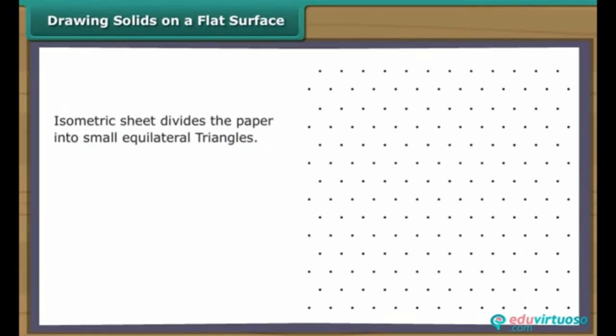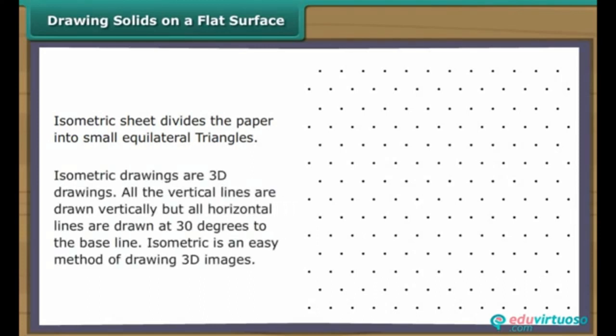Let's learn about isometric sketches. Isometric sheet divides the paper into small equilateral triangles. Isometric drawings are 3D drawings. All the vertical lines are drawn vertically, but all horizontal lines are drawn at 30 degrees to the baseline. Isometric is an easy method of drawing 3D images. Let's draw an isometric sketch of a cube.